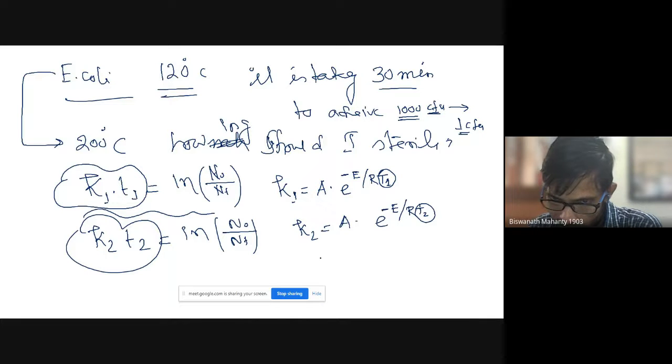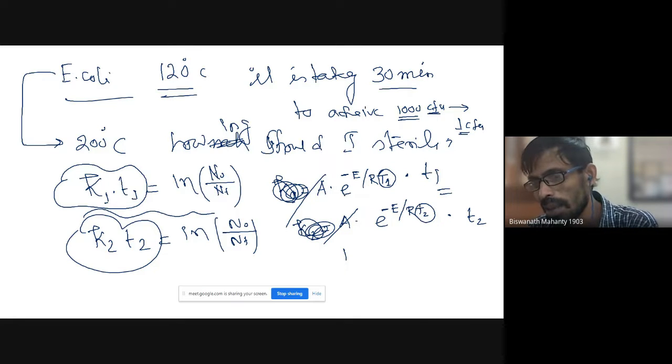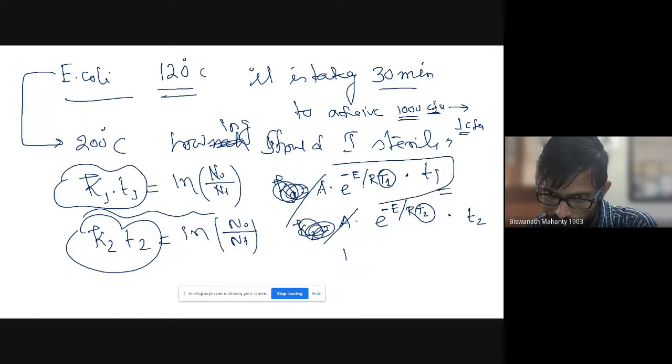So from this equation I can write K1 T1. If I simply multiply this one with time, I'm talking about K1 T1, which should be equal to K2, this part, into time T2. So this one equals this one. Essentially A is gone, no issue. So I have a very simple e to the power minus E by R T1 here, and E by R T2, and T1 multiplied. Just rearrange it. Don't panic from this calculation.